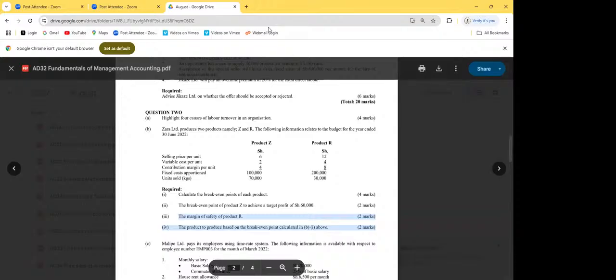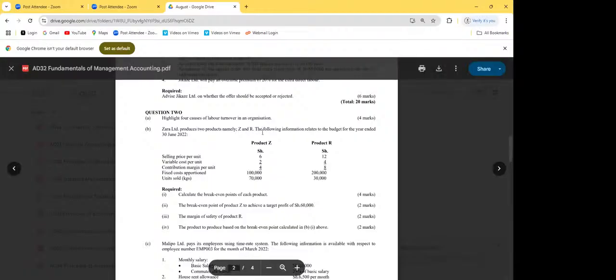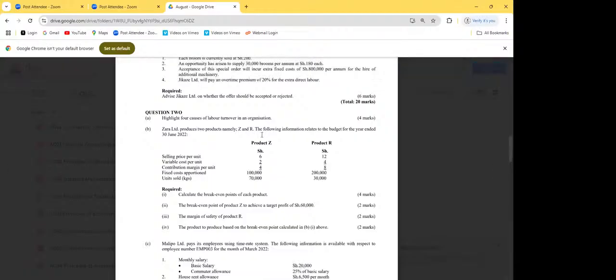So that is it. We can now move to CPA, August 2024, question number 1B. Yes, there are two products, but if you look at the nature of the question, the break-even point for product, they are now separating these products, not both. They are trying to separate them, so you deal with each product on its own.